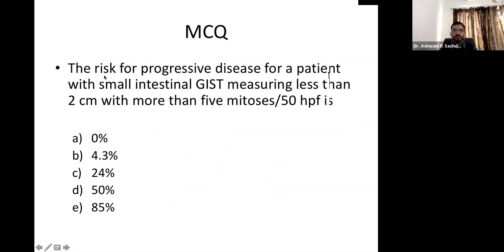So the question is the risk of progressive disease in a patient. For a patient with small intestinal GIST measuring less than 2 centimeter with more than 5 mitosis per 50 high power field is. We have just discussed it. So less than 2 centimeter with more than 5 mitosis.